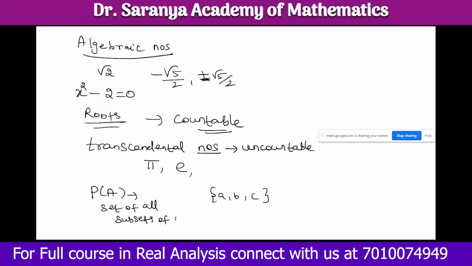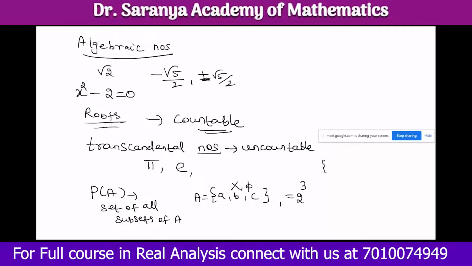Subset of A. Suppose the set is A. What is the power set? It contains 8 elements, 2 power 3, because it is 2 power 3, correct? Empty set, and we need to include the empty set and the whole set also, right? Yes, like this.